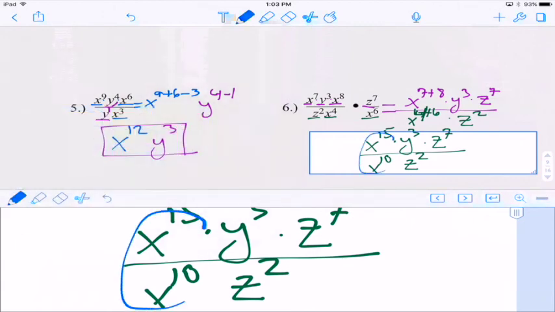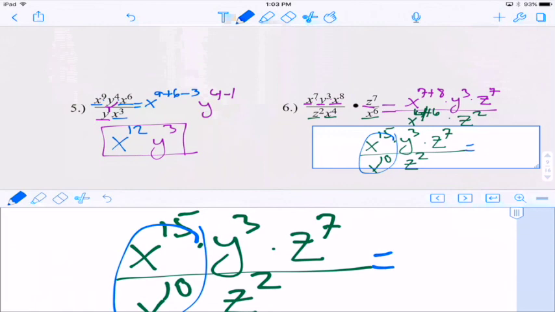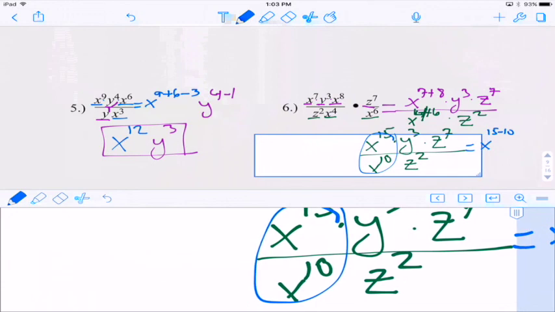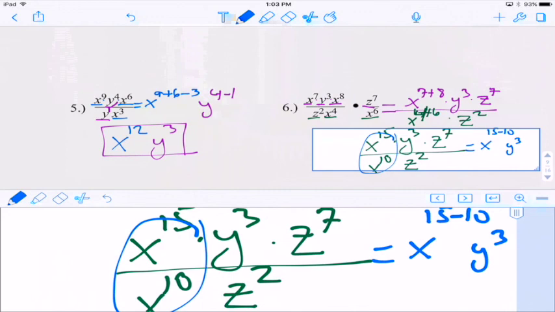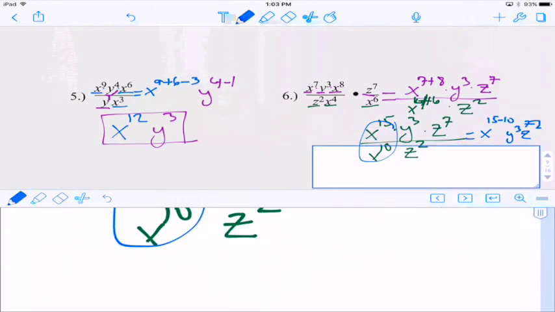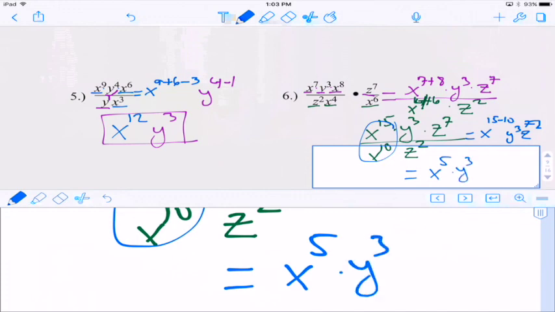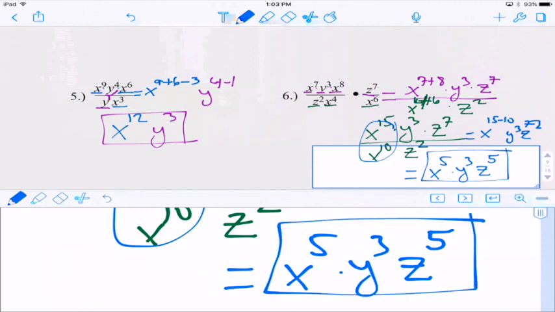Now when I look at this, I'm going to look at my x's that I'm dividing. 15 and 10, so we get x to the 15 minus 10, right? When we divide, which is that middle bar, we subtract. I didn't do anything with y cubed. And z to the 7 minus 2. Running out of space. Sorry. All of that simplifies down to x to the 5th, y cubed, z to the 5th. Okay, again, if you have questions, please ask.